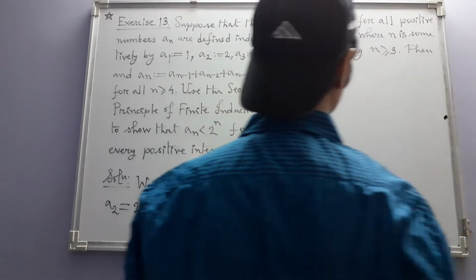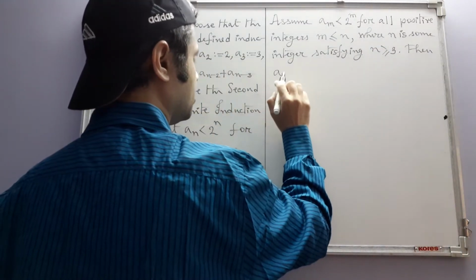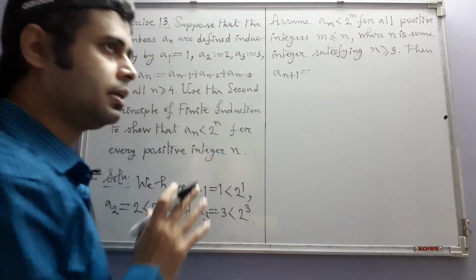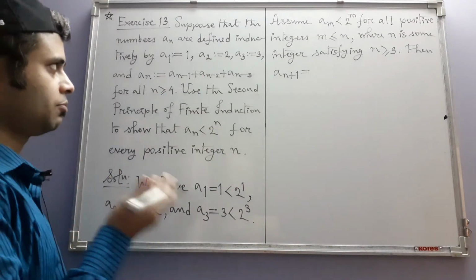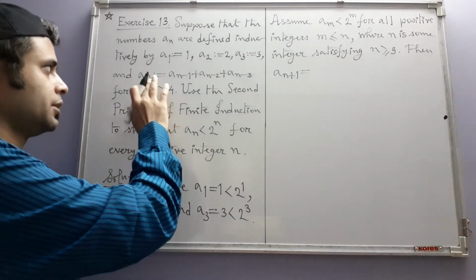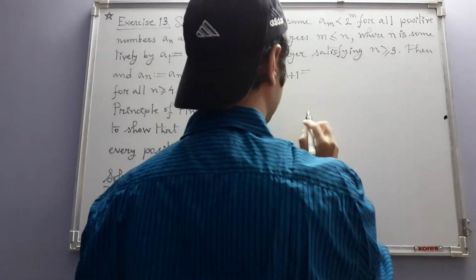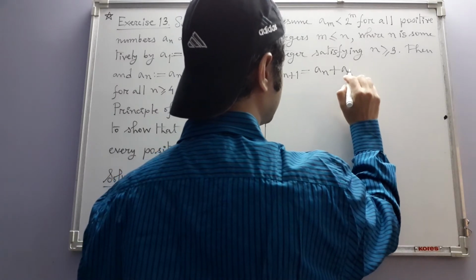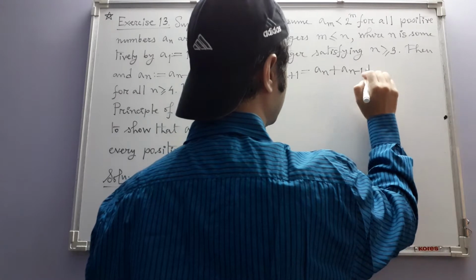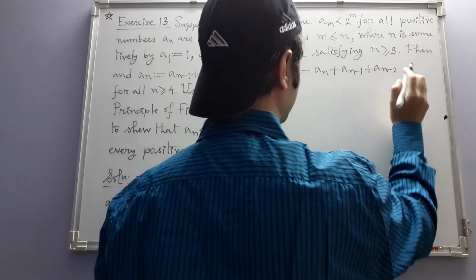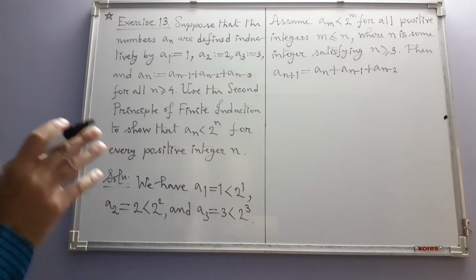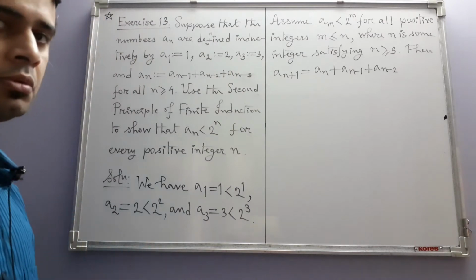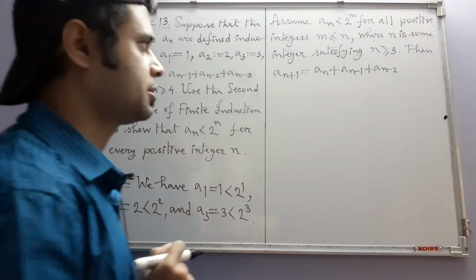Then an plus 1, since n is greater than or equal to 3, so n plus 1 will be greater than or equal to 4, so we can use this part of the definition to write an plus 1 as this sum, an plus an minus 1 plus an minus 2. Note that things make sense because n minus 2 is greater than or equal to 1, that is n minus 2 is also a positive integer.